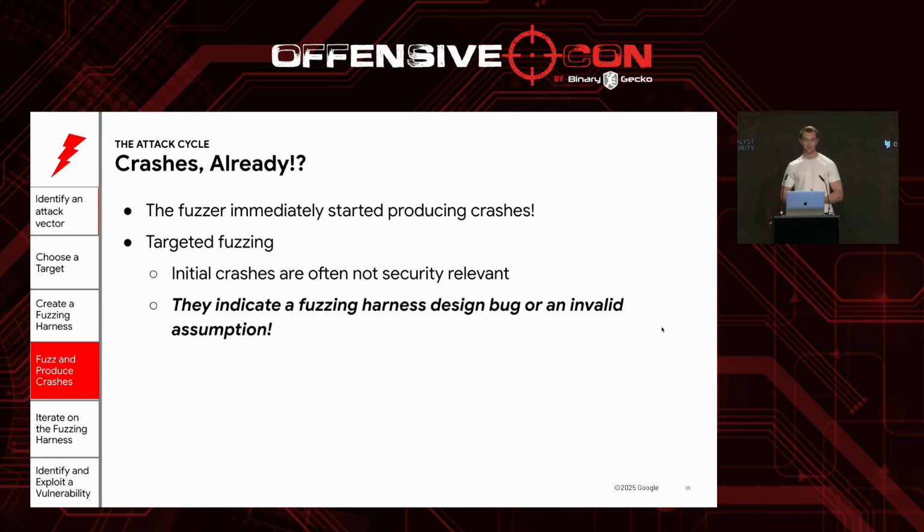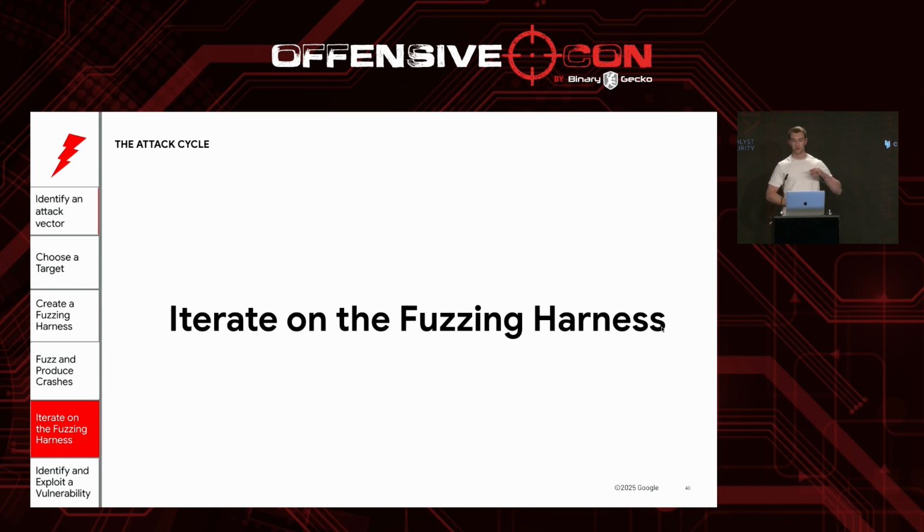So immediately once I started fuzzing, crashes started happening. But often these initial crashes, especially when we're sending input deep into a function that is not expecting to be sent there, are probably not security relevant crashes at this juncture. They likely indicate a fuzzing harness design issue or some invalid assumption that I made in writing this harness. So this starts the process of iterating on the fuzzing harness and slowly improving it to get past some of those assumptions we've made.